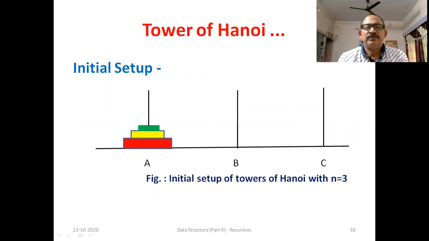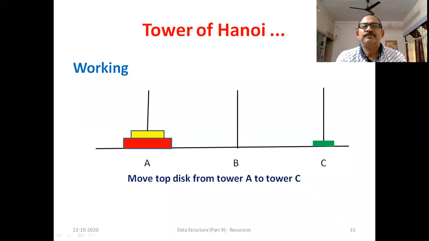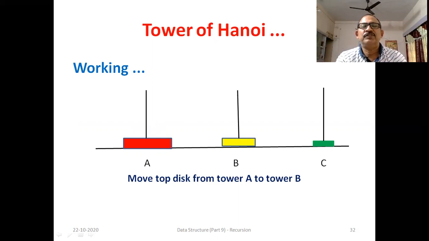In the first step, we move the green disc from tower A to tower C. Here you can see. In the next step, we move the yellow disc from A to B. You can see in the picture. In the next step, we move the green disc from tower C to tower B.